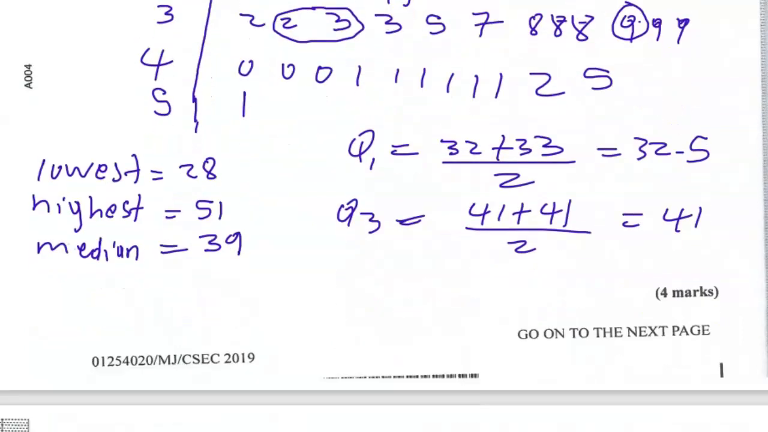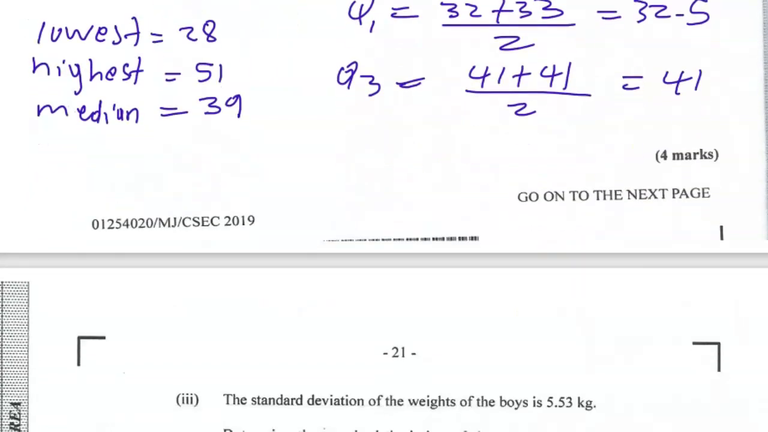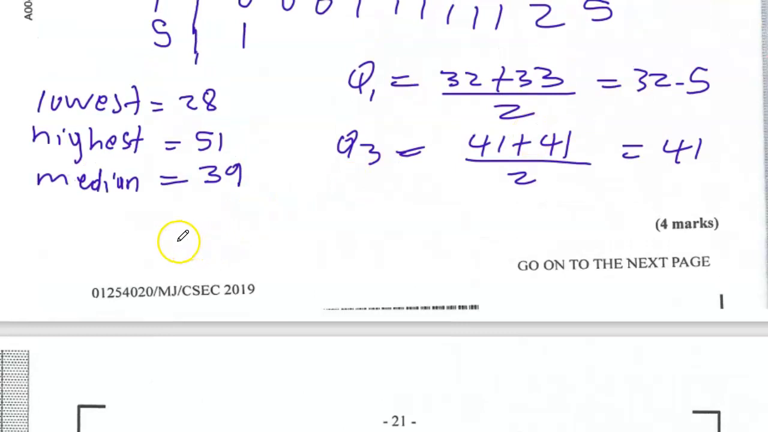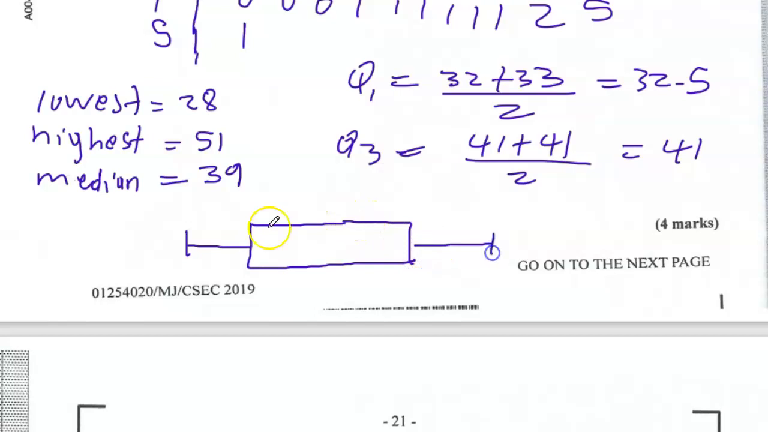The upper quartile is 41. So when we're doing the box and whisker plot now, we need to show these 5 data points, right? So we have the whisker here, and we have the box. At the end, the smallest number, which is 28. I do it on a graph paper, of course. The highest number would be 51.